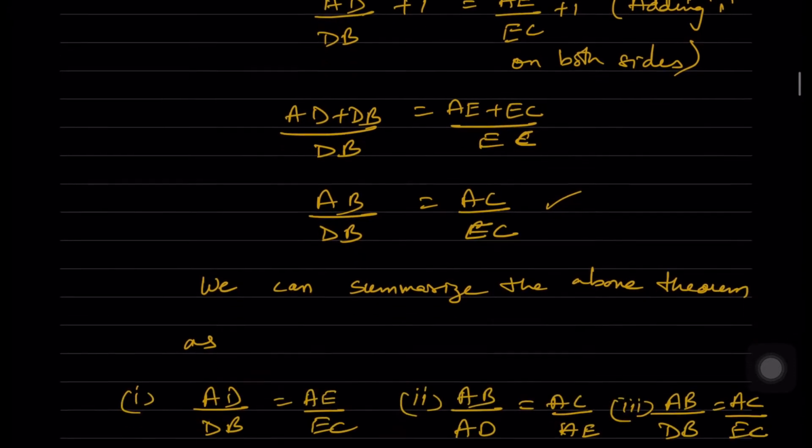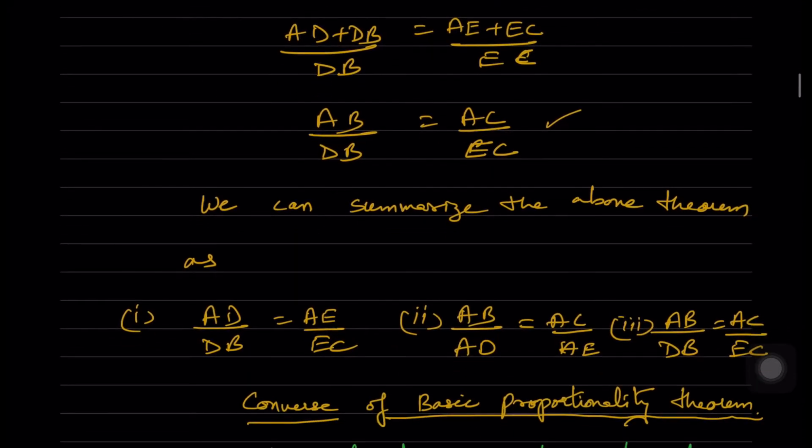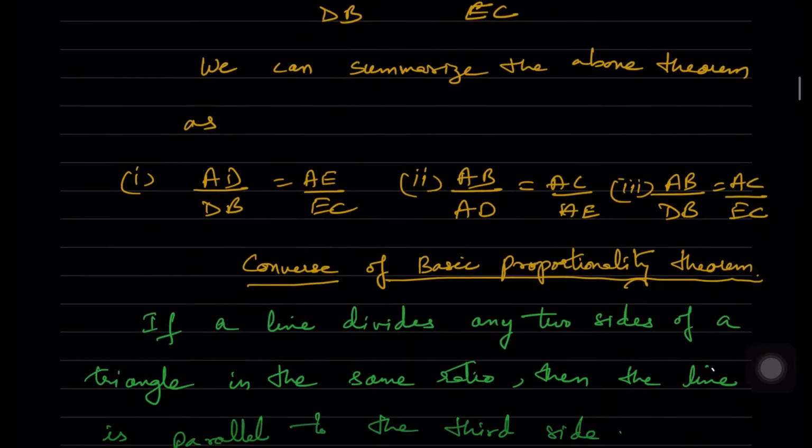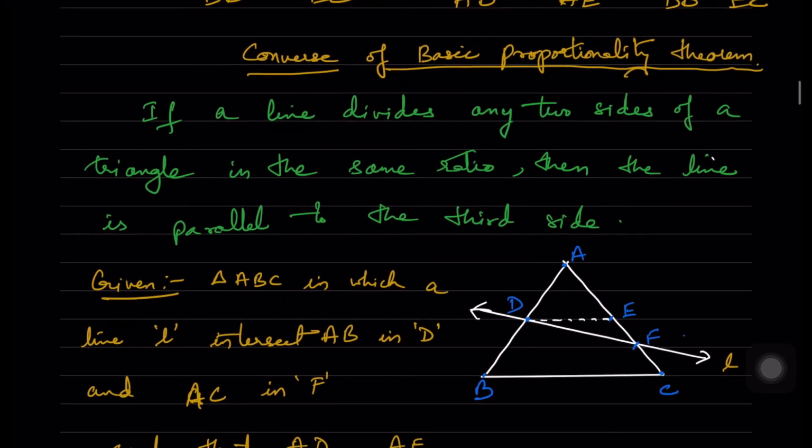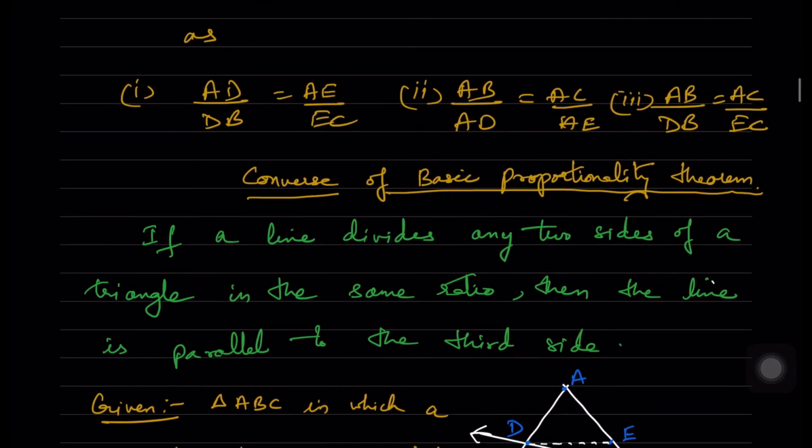So we can summarize the above theorem as AD by DB is equal to AE by EC, or AB by AD is equal to AC by AE, or AB by DB is equal to AC by EC. We can take the line segment, either the full line by part of it, or both parts, first part by second part, equal to the corresponding parts of the second line. In that way you can use those three corollaries.